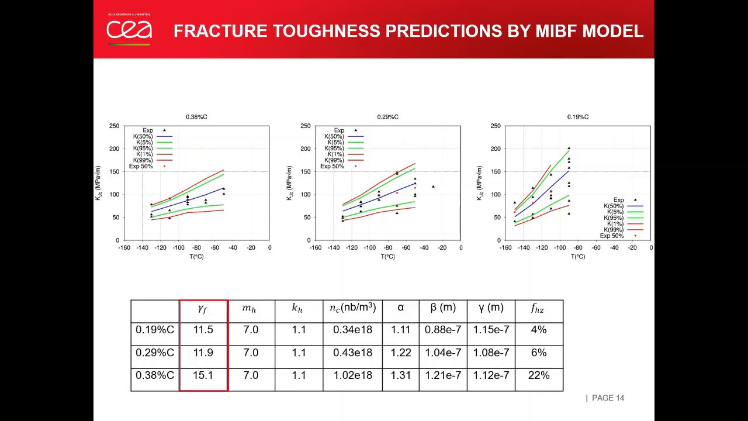Results. We can say the results showed that the MIBF model gives a good description of the scatter of experimental toughness values. The scattered fracture toughness data points can generally be covered between the 1% and 99% lines of the MIBF model. The reference temperature is also in agreement with the experiments.